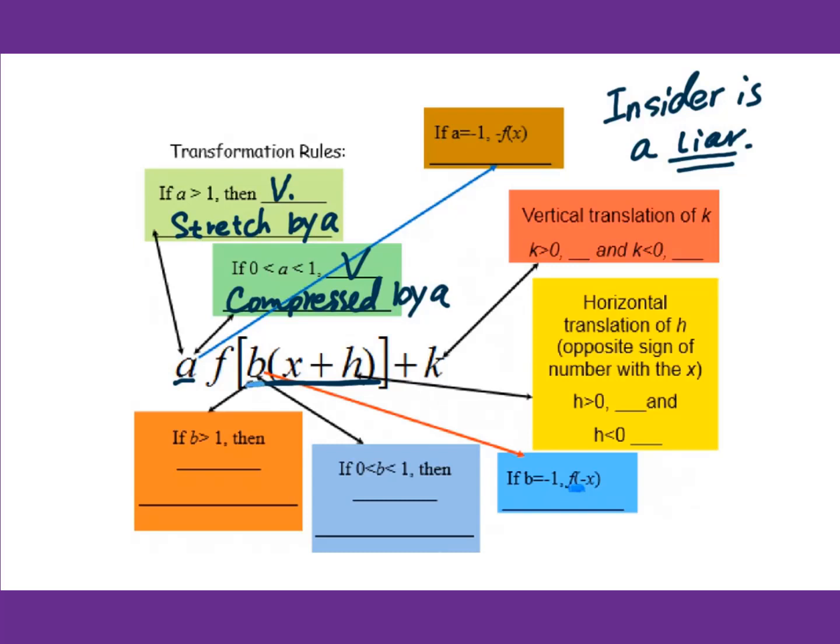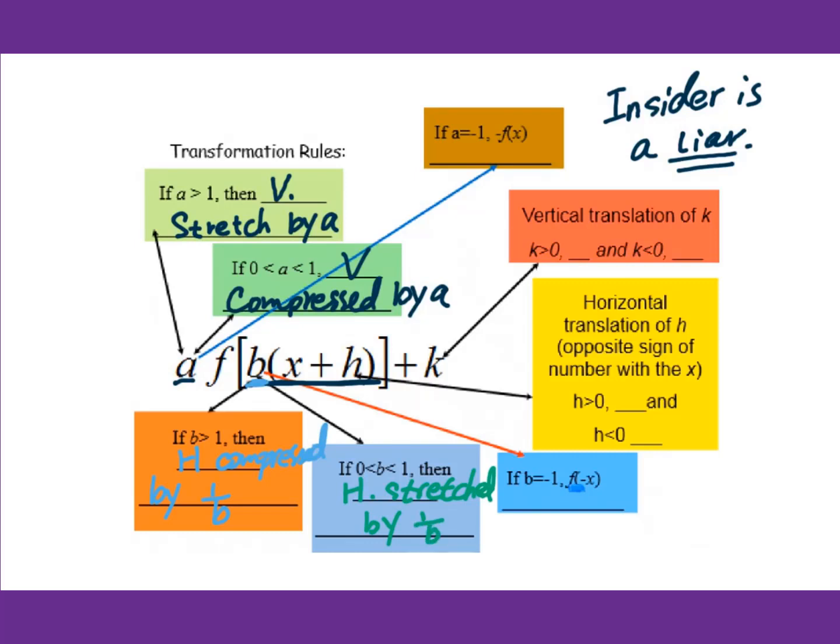But for this B, when B greater than 1, then that will be horizontally compressed by factor of 1 over B. If B between 0 and 1, it will be horizontally stretched by factor of 1 over b.